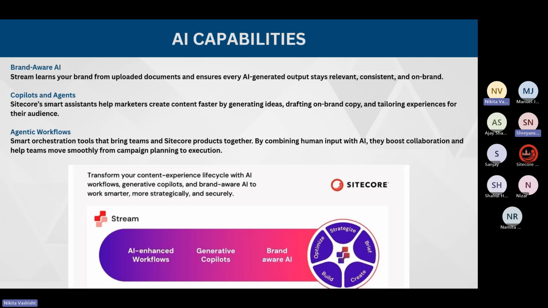So the three major capabilities that are introduced as of now, first is brand aware AI. What it does is you can upload all your brand related documents, and whatever is the AI generated output, it would stay relevant to the content that is there in the documents, and it would maintain the consistency of your brand. Second is the co-pilots and agents. The co-pilots and agents help the brand managers or the marketeers create faster content, generate faster ideas, which can be tailored to their audience.